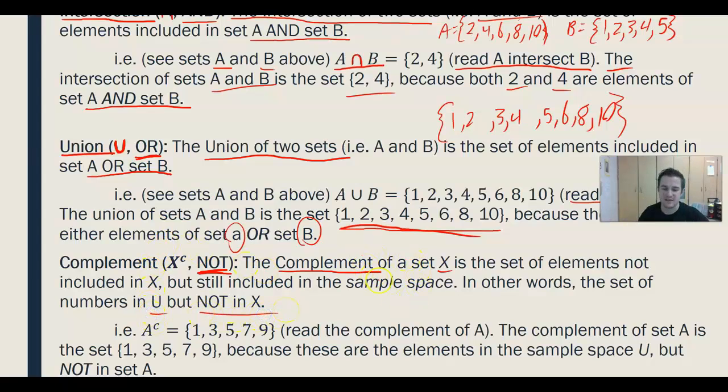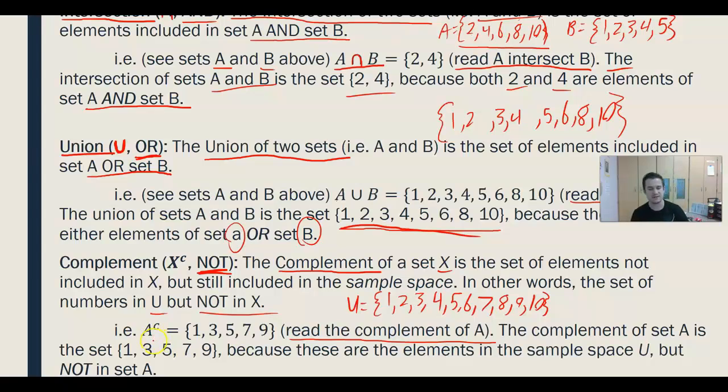So remember on the previous page, I denoted my sample space to be 1, 2, 3, 4, 5, 6, 7, 8, 9, and 10. That was all the numbers that I was concerned with. And then set A was 2, 4, 6, 8, and 10. So, for example, this right here, I read A complement, or the complement of set A. The complement of set A is the set 1, 3, 5, 7, and 9, because notice, those are all the elements in the sample space that are not in set A.